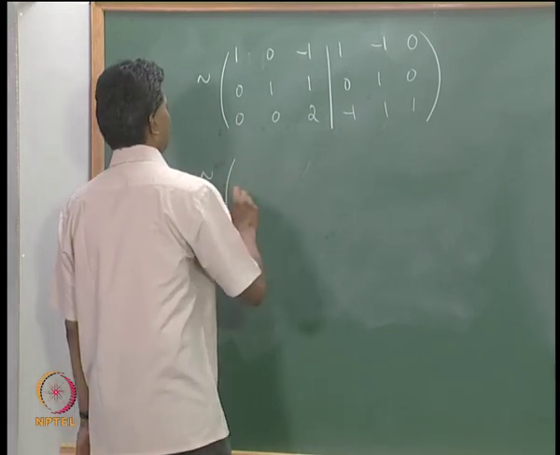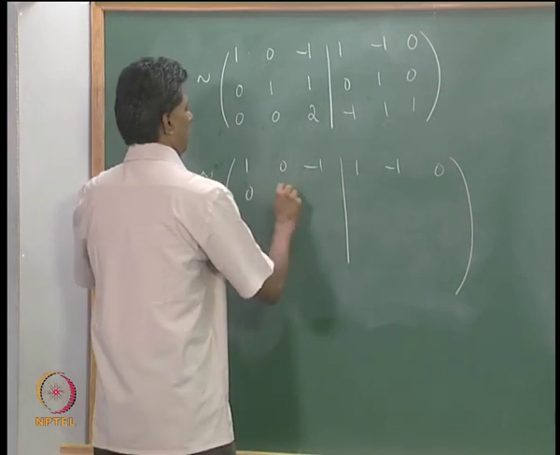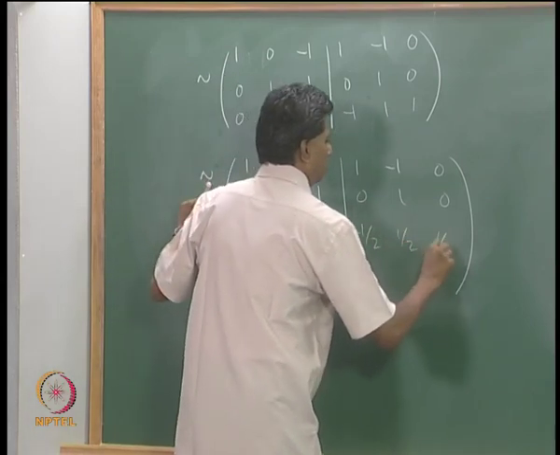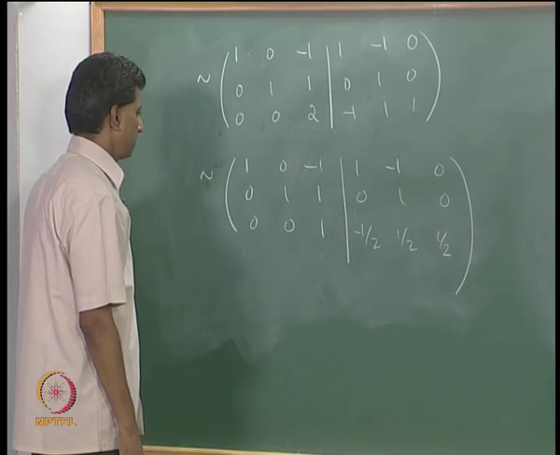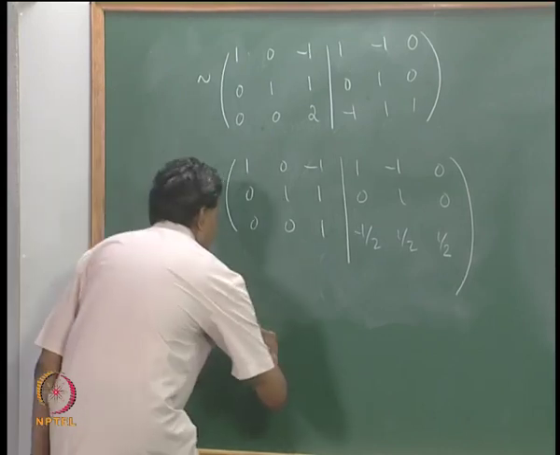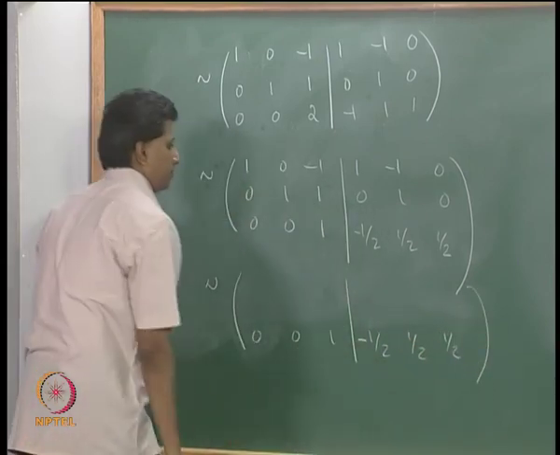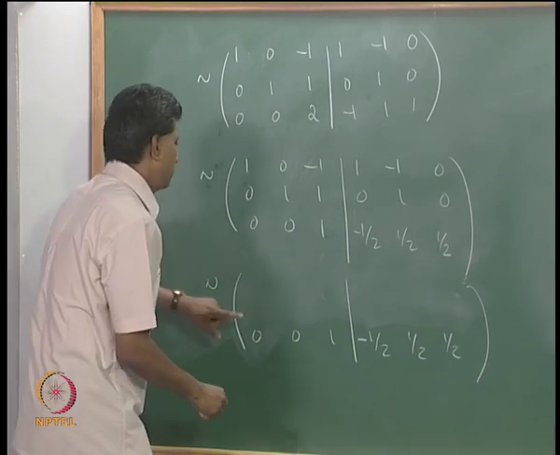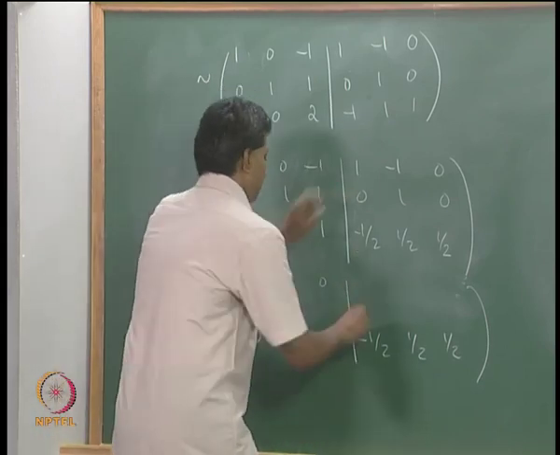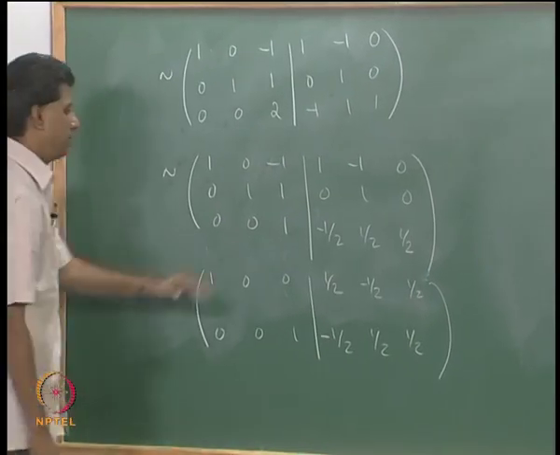Okay, just let me write down once again. 1, 0, minus 1, 1, minus 1, 0, 0, 1, 1, 0, 1, 0, 0, 0, 1, minus 1 by 2, 1 by 2, 1 by 2. I want to make these two entries 0. So the next operation, I will keep the third row as it is. I am keeping this as it is. Just add 1, 0, 0. Second row minus this plus this.